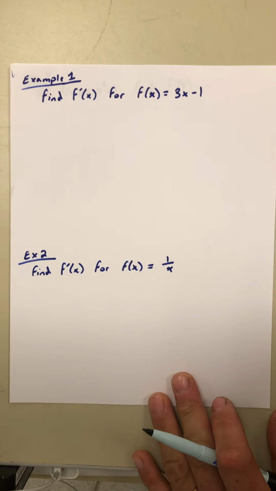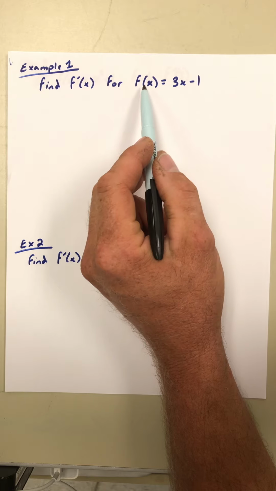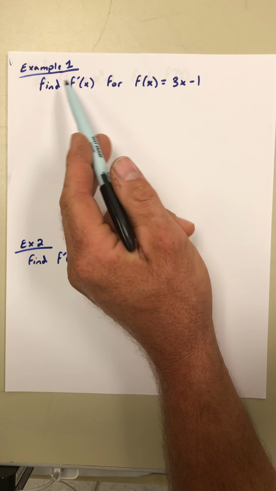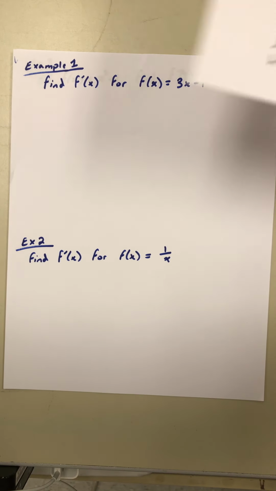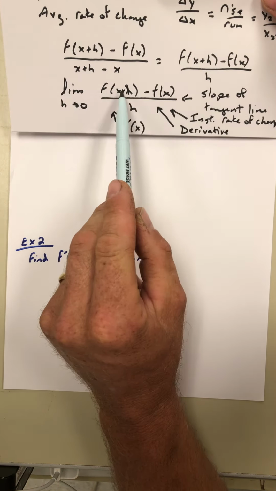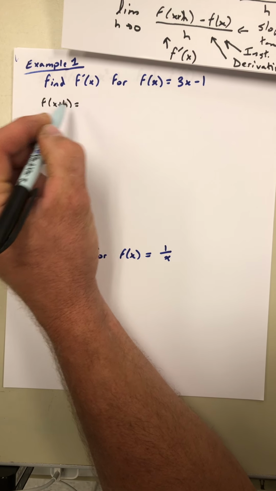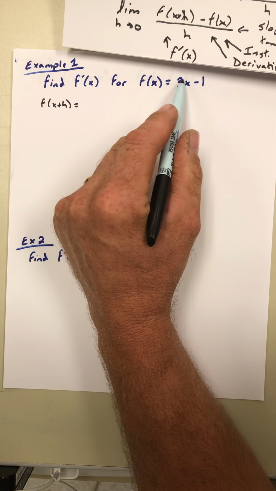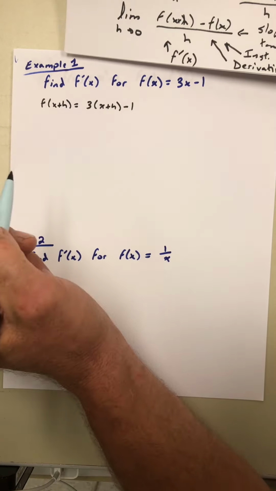So let's go ahead and look at a couple of examples of how this is done. So here's our f of x, 3x minus 1. We're looking for f prime of x. So by definition, we're looking for the limit as h goes to 0 of f of x plus h minus f of x all over h. We've had a lot of practice finding that. So we can go ahead and find that. We can find f of x plus h. For f of x plus h, we take our x plus h, plug it in for our x's, and we get 3 times x plus h minus 1.